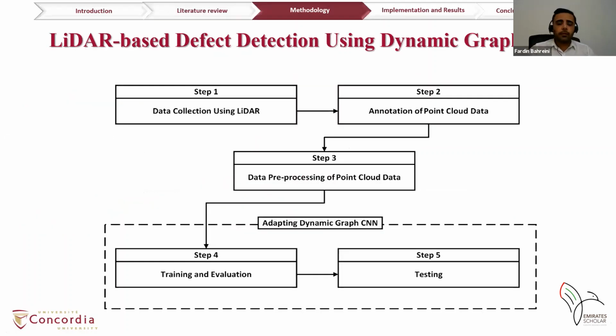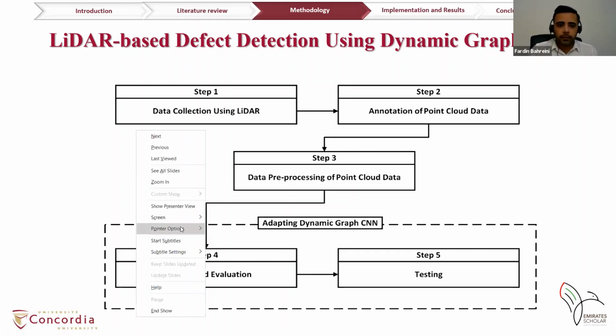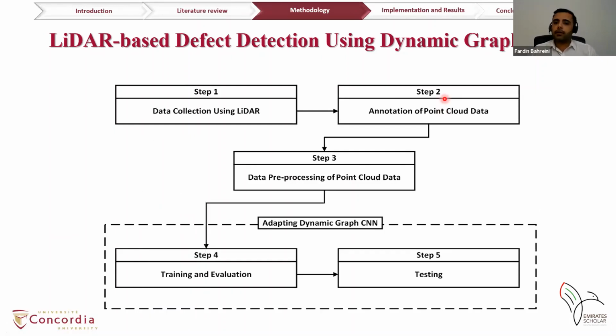Let's move to the methodology. LiDAR-based defect detection using dynamic graph CNN has 5 main steps. The first step is data collection using LiDAR. The second step is annotation of point cloud data. The third step is pre-processing the captured dataset. And the fourth and fifth steps are dedicated to training, evaluation, and testing using the adapted dynamic graph CNN.